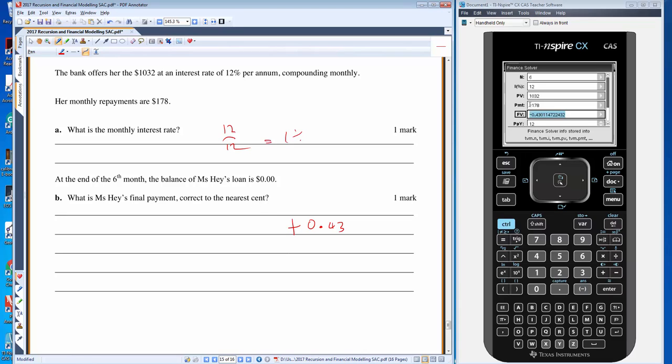Now what's the last payment going to be? It's going to be $178 plus another 43 cents, so $178.43. So yeah, not many of you got that one right. The final payment questions are very, very tricky, notorious. So you need to understand and interpret what these lines here mean.